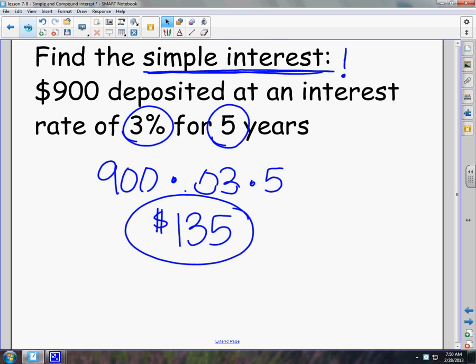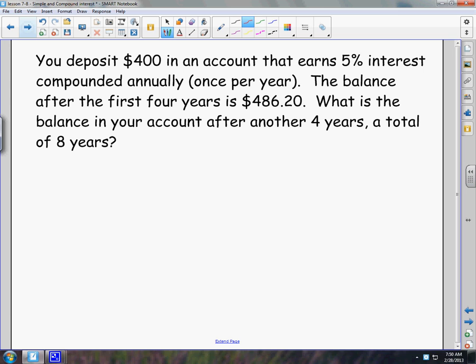All right, so you deposit $400 in an account that earns 5% interest compound annually. The balance after the first 4 years is $486.20. What is the balance in your account after another 4 years? A total of 8 years. So try this one and then we will go over it.